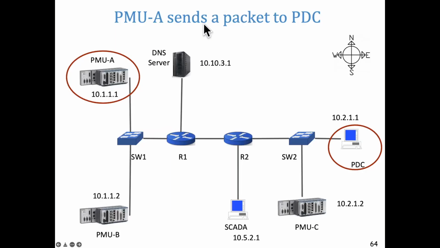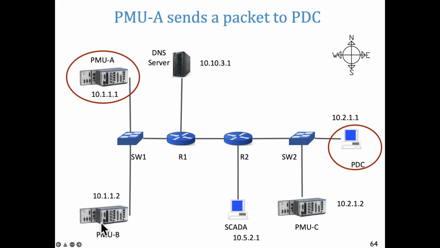Well, we put everything together. Let's go through an example that is related to a smart grid. It's somehow similar to the first quiz that you had to take. Here we have a network. We have 3 PMUs and we have 1 PTC. We have a DNS server, we have a router, we have other devices. And PMU A wants to send a packet to PTC.